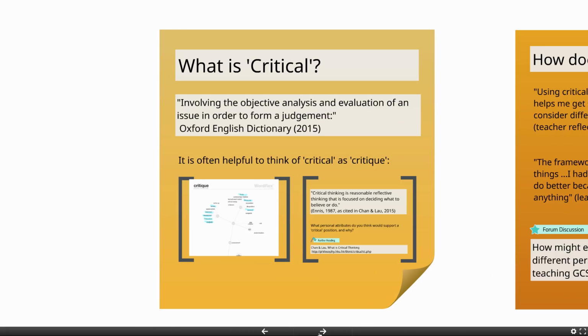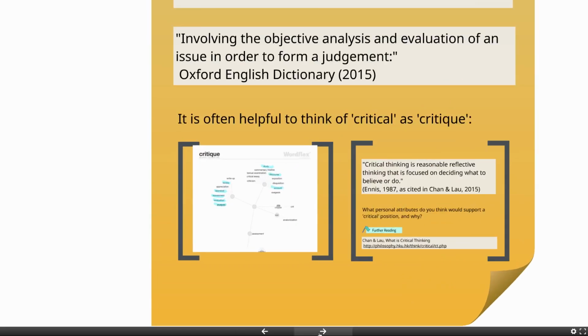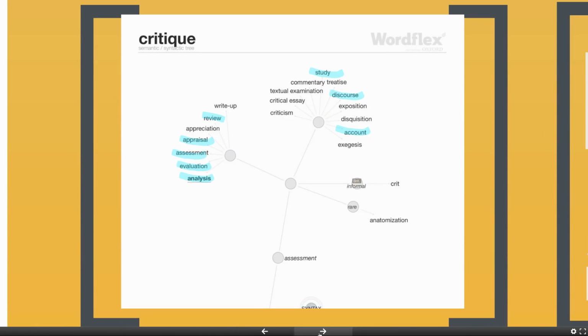Well, the OED states it involves the objective analysis and evaluation of an issue in order to form a judgment. And I think, of course, the key words here are objective, that idea of taking a step back from a situation, analysis, breaking something down into its component parts, and then looking at how that works, how well that works in context, is crucial.